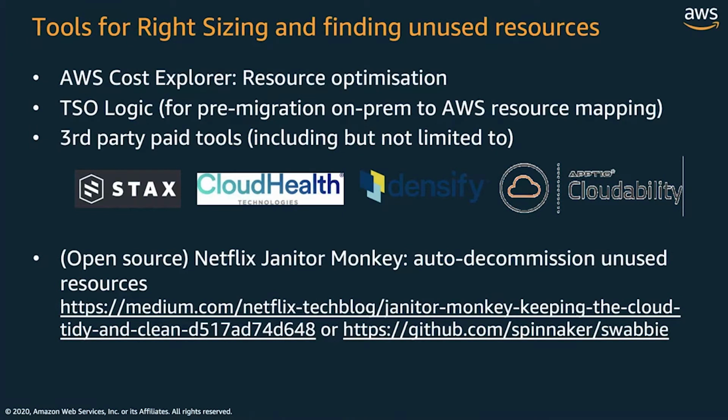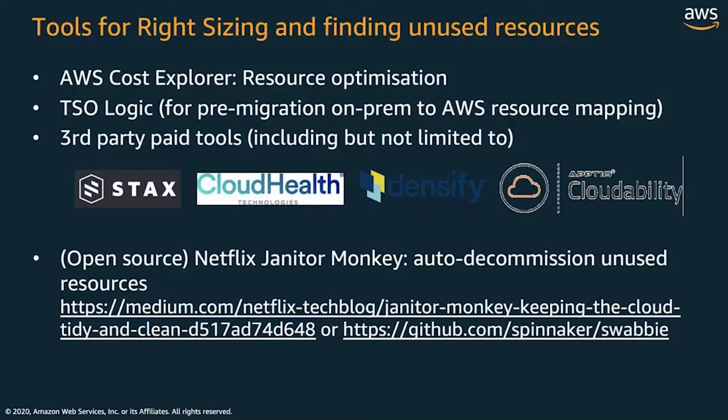In addition to AWS, we have third-party tools. Cost Explorer is one of our fundamental services to take a view into your costs. I'm going to show you Cost Explorer later. TSO Logic is a company that we now own. We use TSO Logic to do a pre-migration assessment and to assess how you might move from on-premises onto AWS. TSO Logic has a tool to optimize that mapping between what you're doing on-premises and how you might map them into AWS.